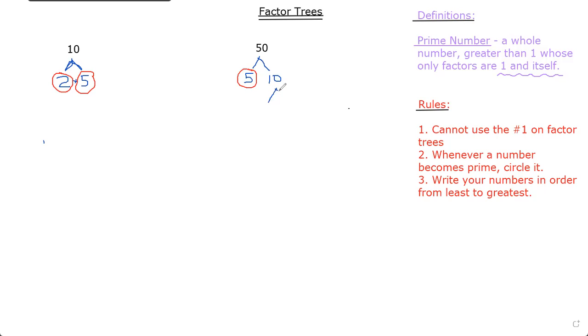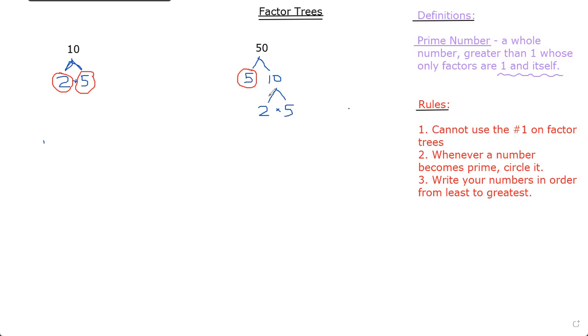Number 10 is not prime because it has more than just 1 and itself as factors. It's 1 times 10, but it's also 2 times 5. So that is not a prime number. So I am going to use 2 times 5. Again, I can put the multiplication sign on, but I don't have to.